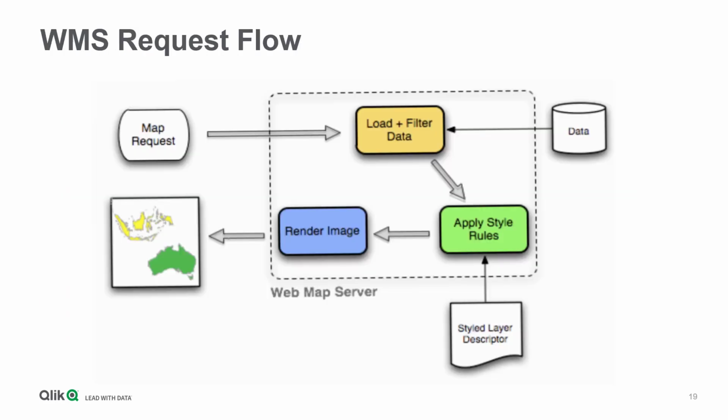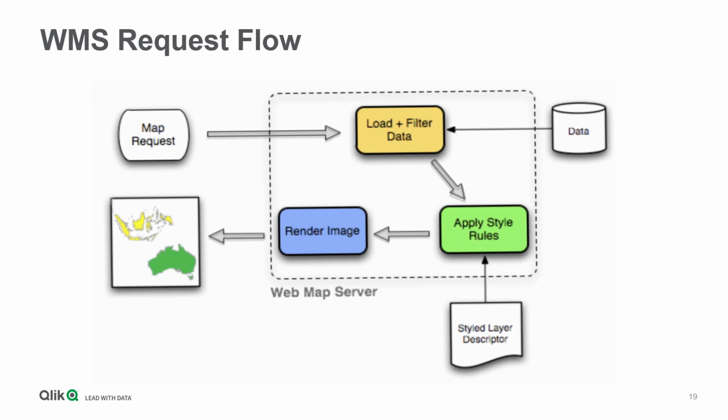This is a WMS request flow diagram showing you how a WMS turns data into map images. Unlike TMS, where the map images need to be generated beforehand, WMS generates the map images on the fly. The source application, in this case Qlik Sense, will make a map request. In the request, it could contain some filter values. WMS will apply the filters and load the map data.